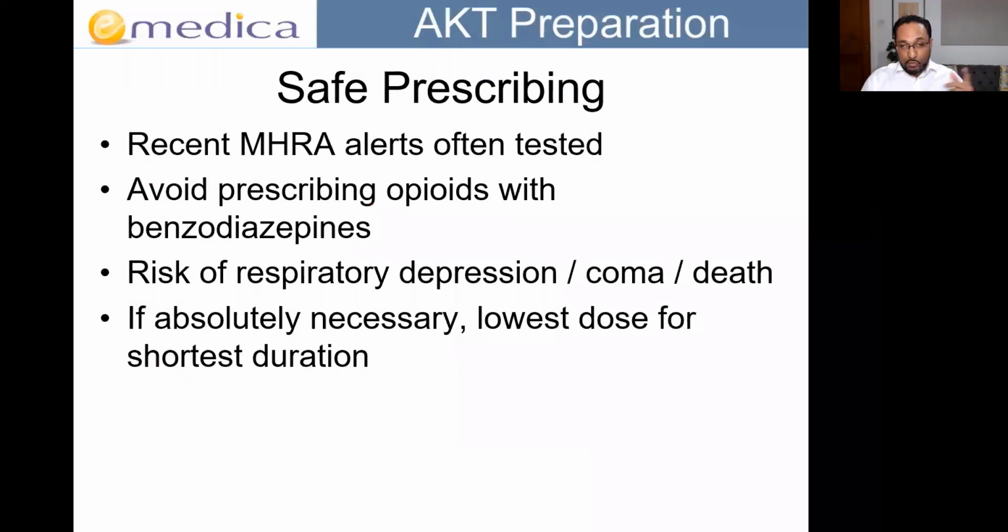So, safe prescribing. There was a recent MHRA alert about this, and these are things that are often tested, okay? It says avoid prescribing opioids with benzodiazepines because it can cause respiratory depression or coma, or in a small number of cases, it has caused death. If you absolutely, let's say you had a patient who couldn't have an NSAID, for some reason couldn't have paracetamol, and you absolutely need to give them an opioid, give them the lowest dose for the shortest duration, and give them strict advice that someone needs to be with them, and any difficulty or changes in breathing, they need to seek medical assistance, okay?